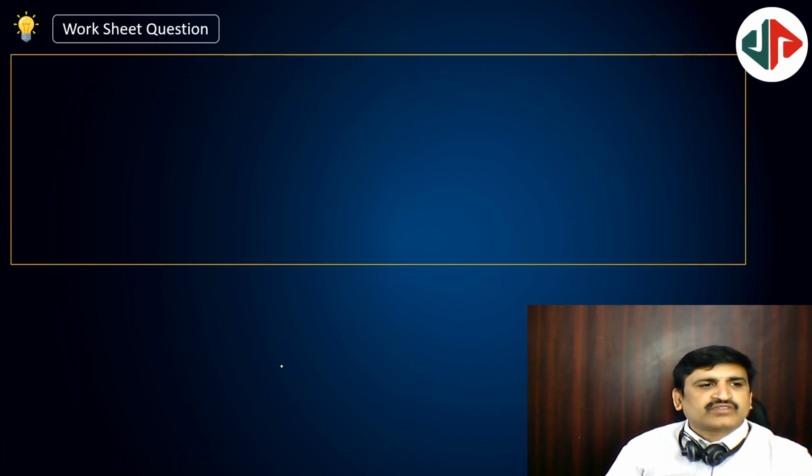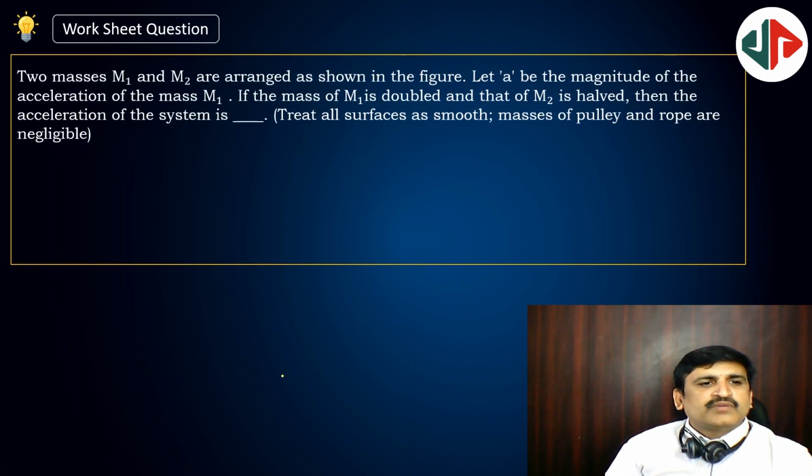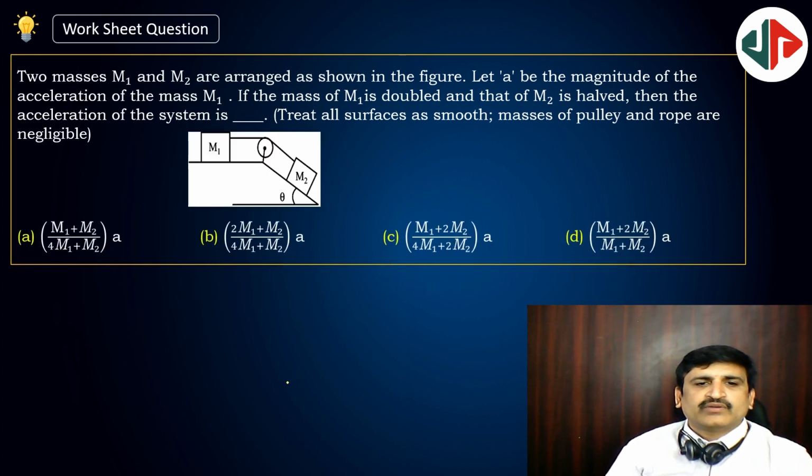Next. Two masses M1 and M2 are arranged as shown in the figure. Let A be the magnitude of the acceleration produced in M1. Okay, M1 is on a horizontal surface, M2 is on an incline. If the mass M1 is doubled and that of M2 is halved, okay, a second case it is, M1 is doubled, M2 is halved, then the acceleration of the system is.